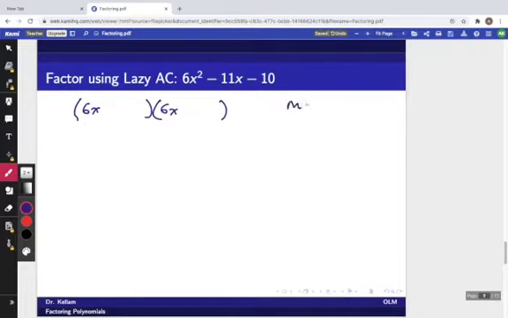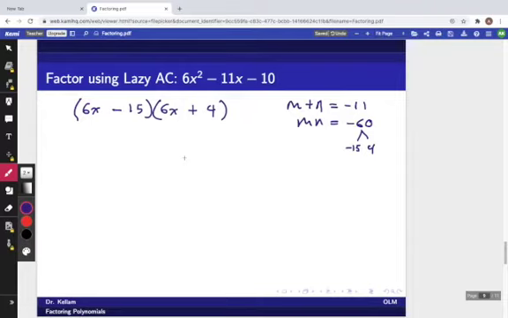So m plus n must equal negative 11. m times n must equal negative 60. This is, of course, our negative 15 and our positive 4. So I'm going to write minus 15 plus 4.